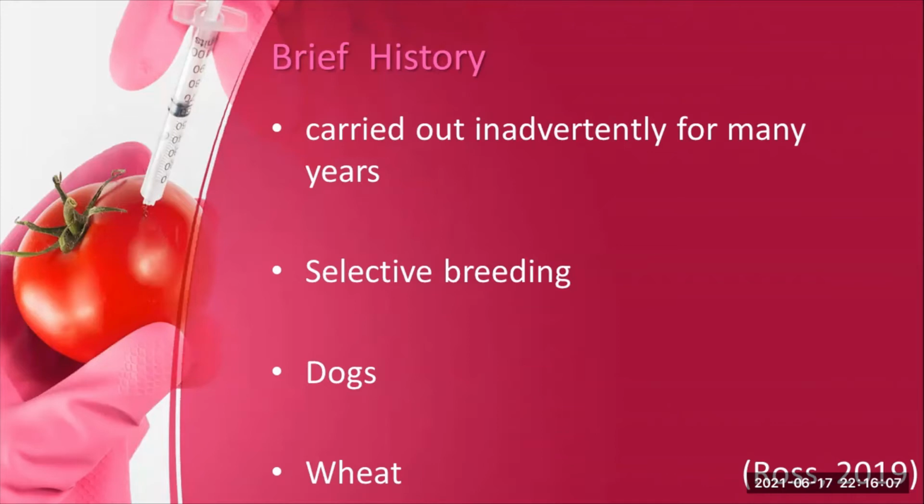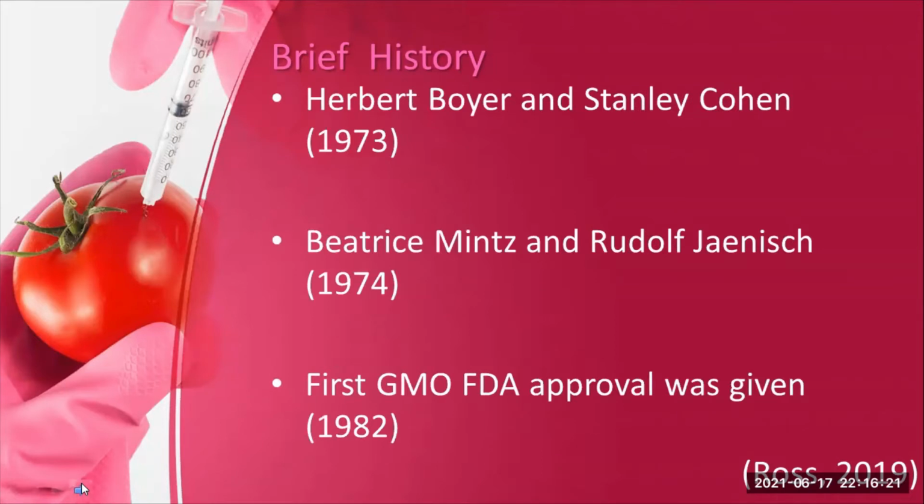Now, the first animal that was genetically modified is dogs, whereas for plants, the first genetically modified organism is wheat. Now, in 1973, Herbert Boyer and Stanley Cohen developed a technique which allowed them to extract recombinant DNA from one organism and place it into another. Whereas the following year, Beatrice Mintz and Rudolf Jaenisch used that study and transferred bacterial DNA into mice.